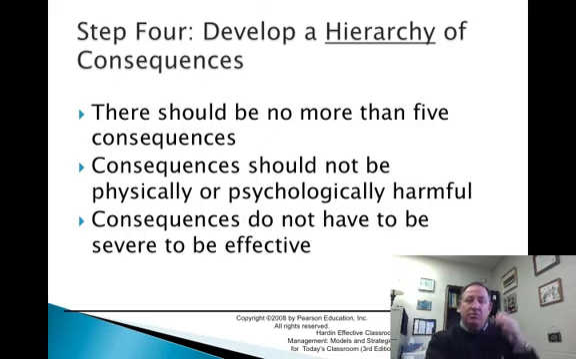Then you want to create your list of consequences, the negative response if you break this rule. Cantor says, develop a hierarchy of consequences. In other words, from mild to extreme, or from the least consequence to the strongest. As I say, from you shouldn't do that to off with your head. Make that no more than 5 steps. So the first time they break the rule, they get this. The second time they break it, it's a little bigger response. So that you go through that process.